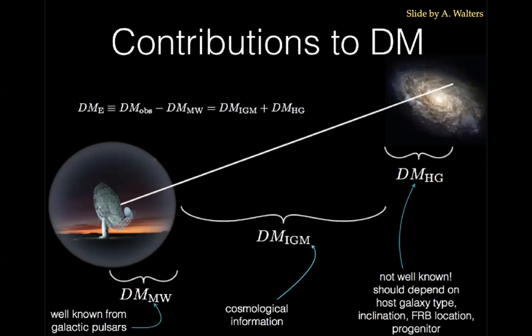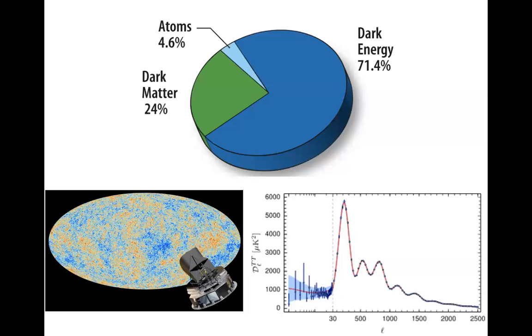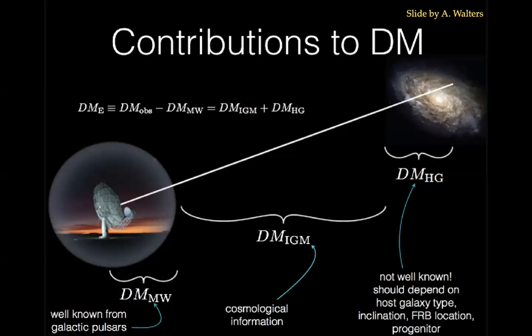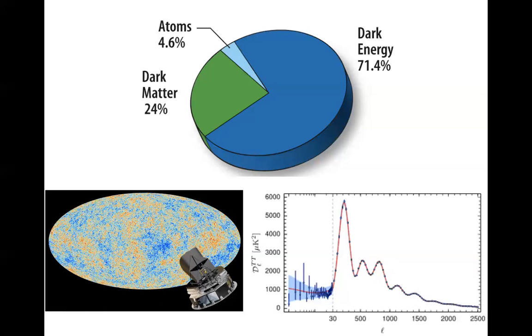But DM IGM and the host galaxy part are relatively less well known, right? So we want to decompose this extragalactic component of the DM. In particular, getting information on DM IGM is interesting because that will tell us a lot about what baryons really are. Everyone knows this pie chart showing the percentage of atoms, dark matter, and dark energy, in which atoms are 4.6%.